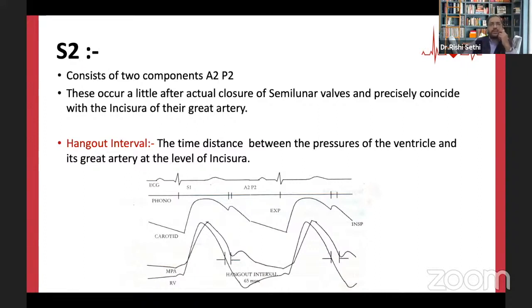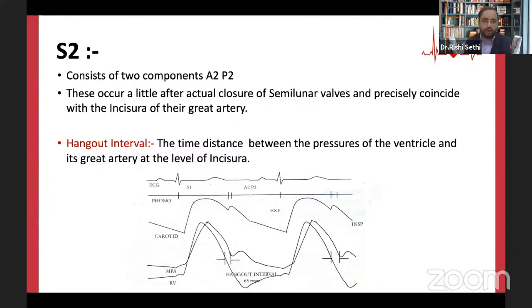We all know that S2 comprises of A2 and P2, and they are not exactly at the same time as the closure of the semilunar valve. They occur a little after closure of the semilunar valve, and they precisely coincide with the incisura of their great artery.